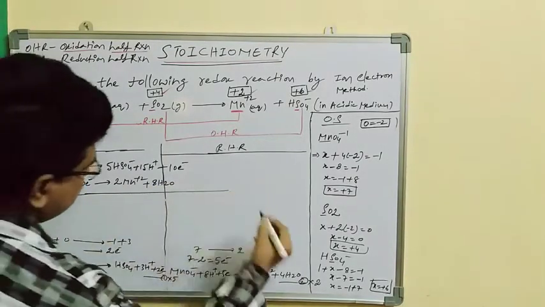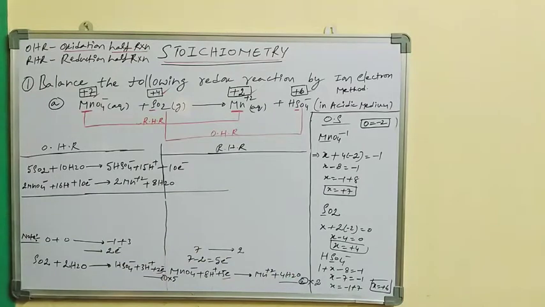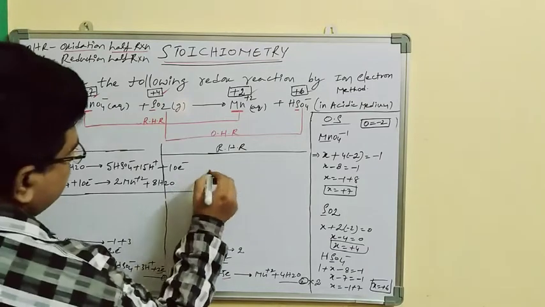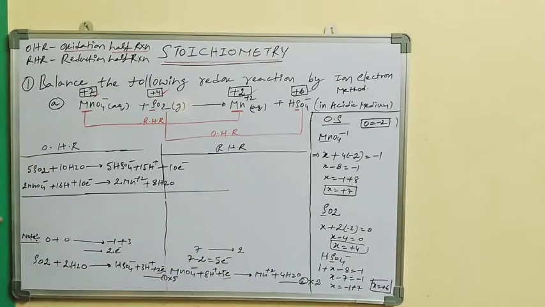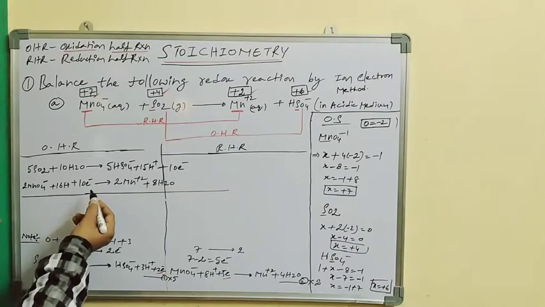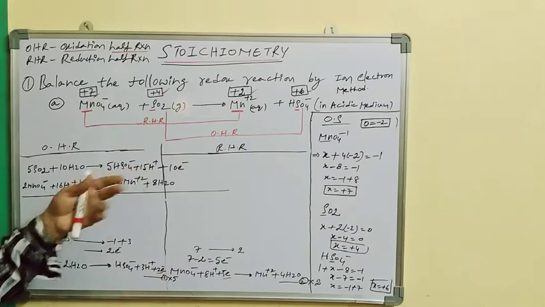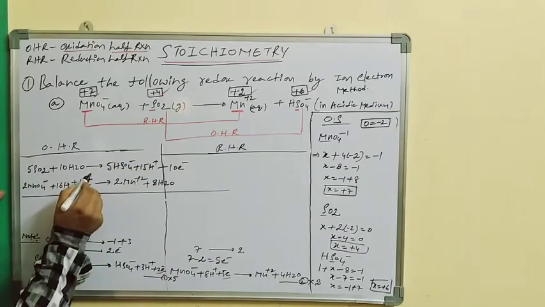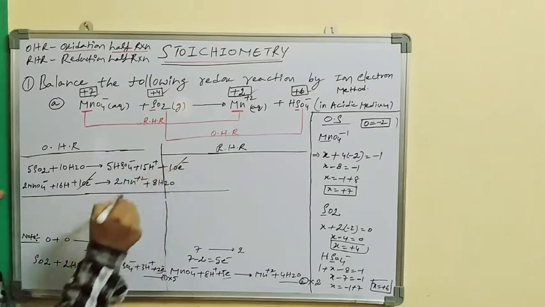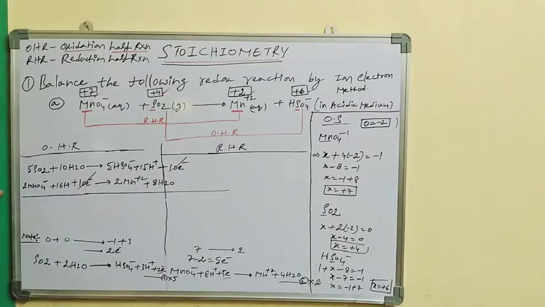These two equations I am adding. So this is the first equation, the oxidation reaction, and this is the reduction reaction. I am arranging like this. This is the first equation, this is the second equation. Electrons are equal, no? On the reactant side 10 electrons, on the product side 10 electrons. We can cancel them like this.